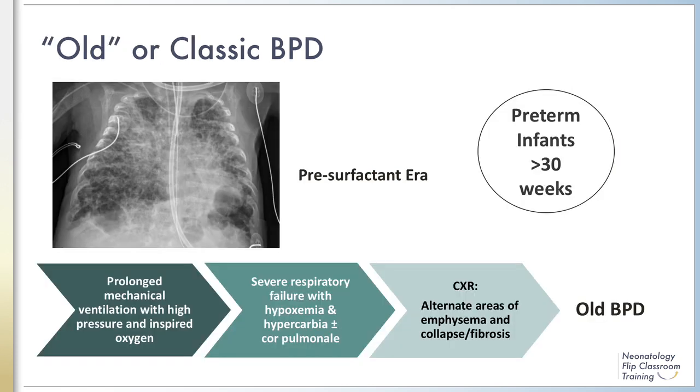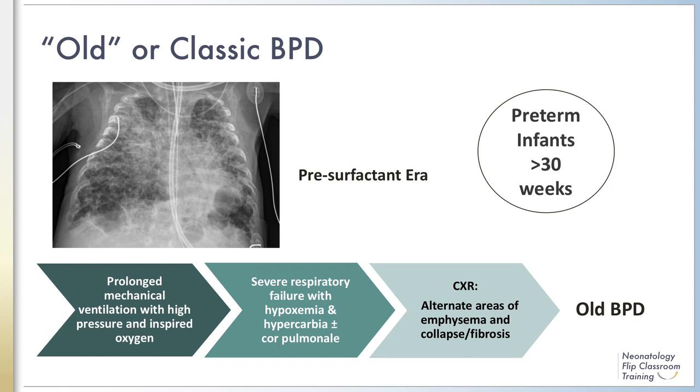In the pre-surfactant era, BPD was mainly seen in preterm infants born over 30 weeks gestation who received prolonged mechanical ventilation with high pressures and inspired oxygen. Many of these infants died of severe respiratory failure following mechanical ventilation of severe RDS, as described in the Northway series of classic or old BPD. In the upper left corner, a chest radiograph demonstrates the finding commonly seen in patients with old BPD, as described in the blue box.